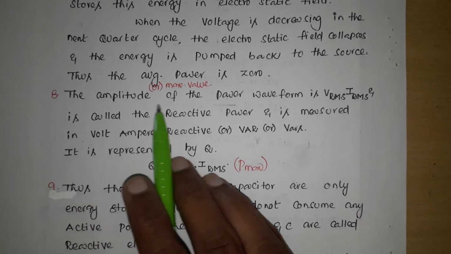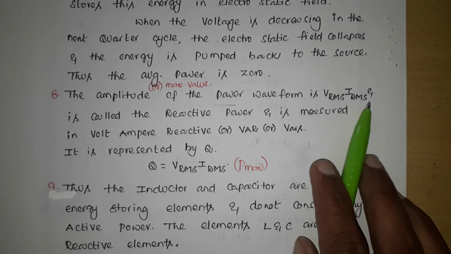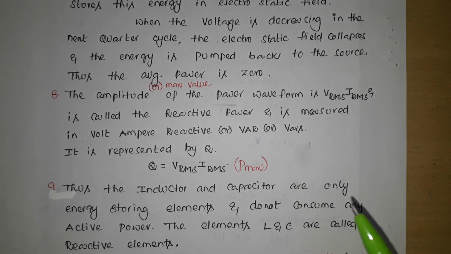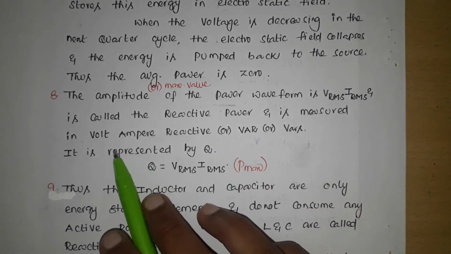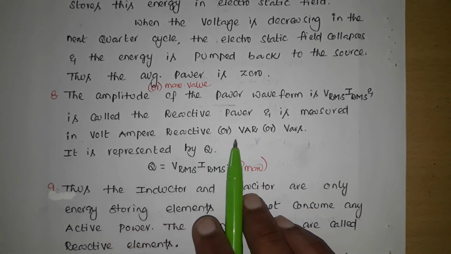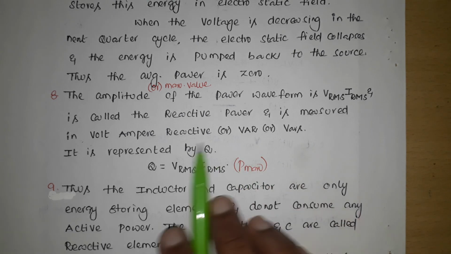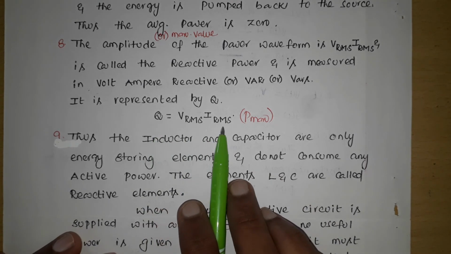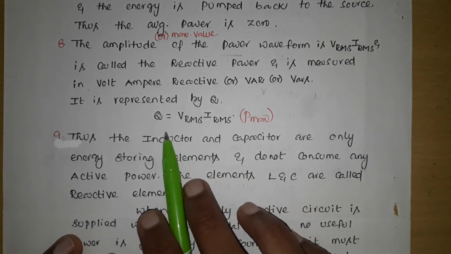The amplitude or maximum value of the power waveform is Vrms Irms and is called the reactive power. That maximum power taken by the capacitor is called reactive power and is measured in volt ampere reactive. So the unit of reactive power is volt ampere reactive, or VAR or VARS. It is represented by Q. So Q is equal to Vrms Irms. That is the maximum power. P max is reactive power.